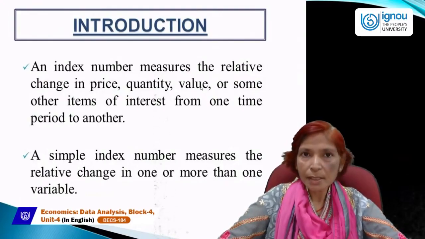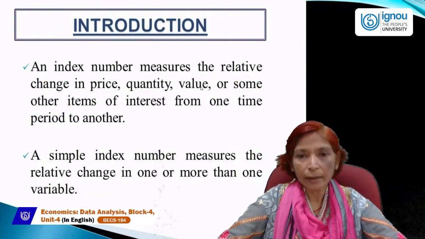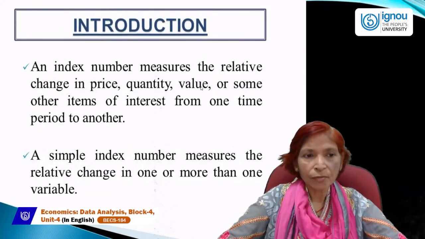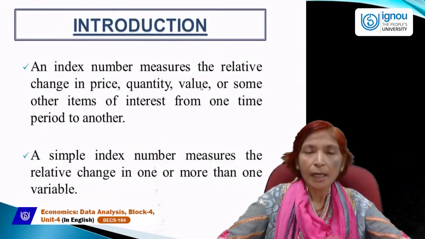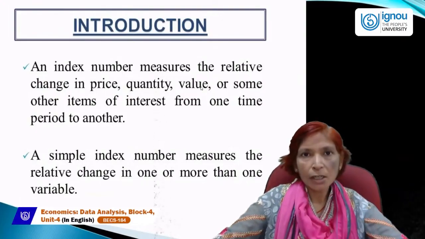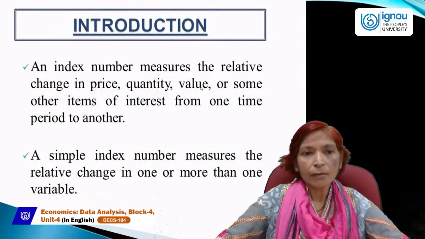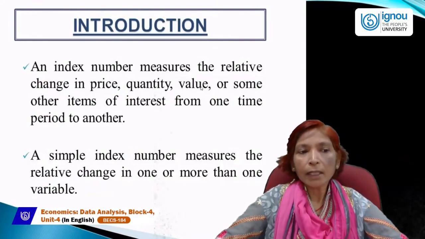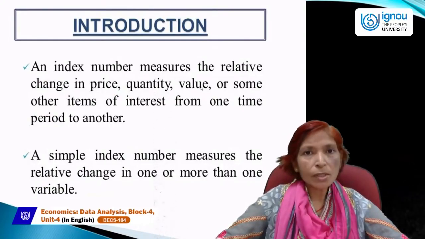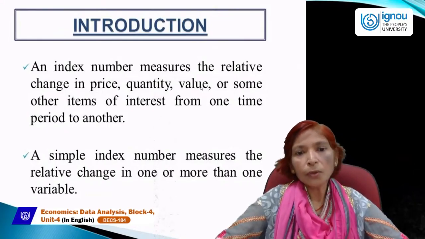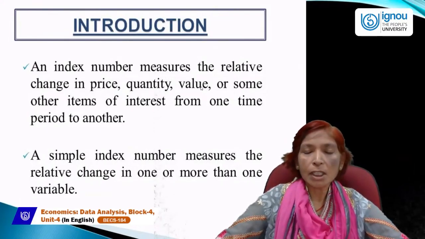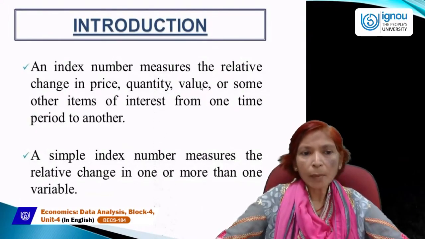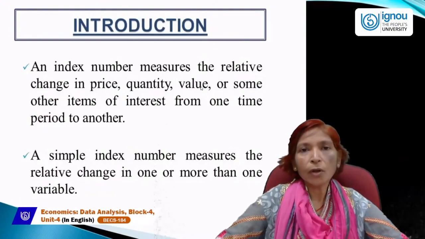So an index number measures the relative, meaning comparative, change. We can compare the price of the current year and the base year price, and the change which happens in the price level we can estimate with the help of index number. If we want to estimate the relative change in quantity, then we can use index number. If we want to estimate the relative change in the value of anything, then index number is also the best measure, or some other items of interest, whatever we want to estimate.